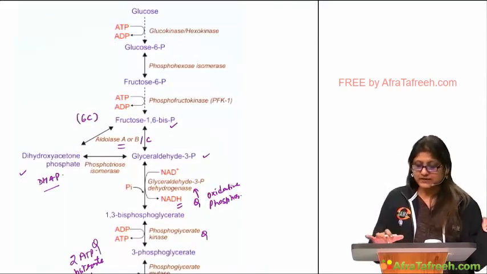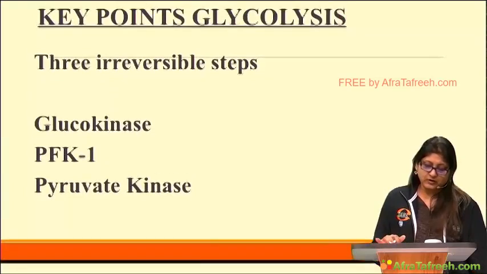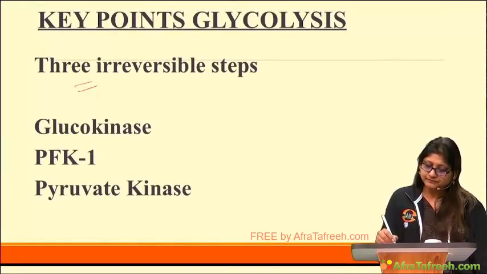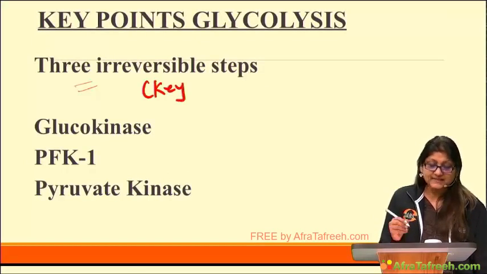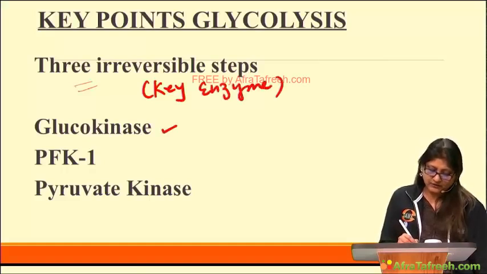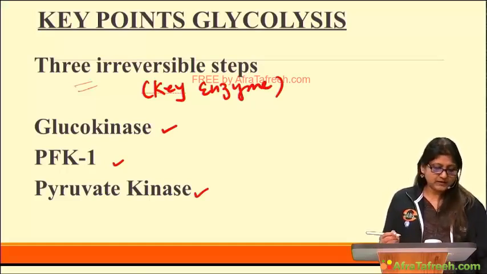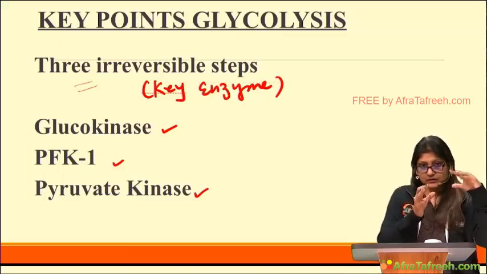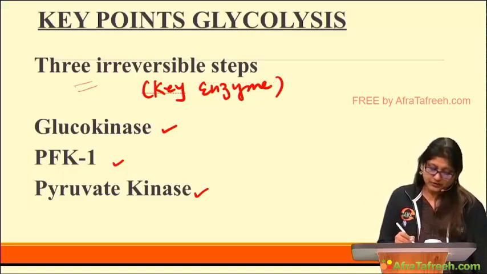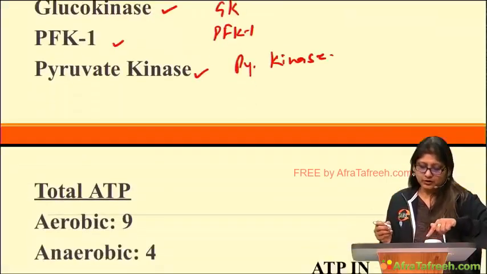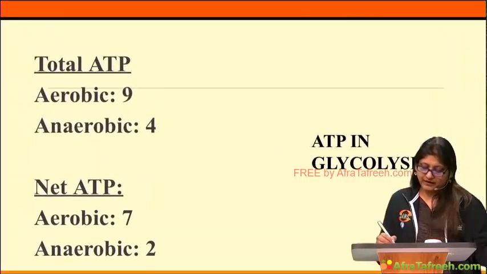Now you must know certain things like the key enzymes for glycolysis. What is the irreversible step? They are called key enzymes. Key means which decides the direction, right? So the key enzymes of glycolysis are glucokinase, phosphofructokinase 1 and pyruvate kinase. I will come to total ATP and all. You just write down the 3 irreversible steps in glycolysis: the glucokinase step, PFK1 step and pyruvate kinase step. Right?